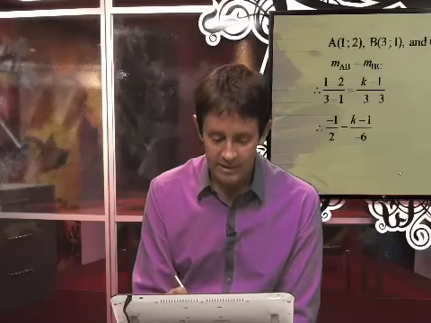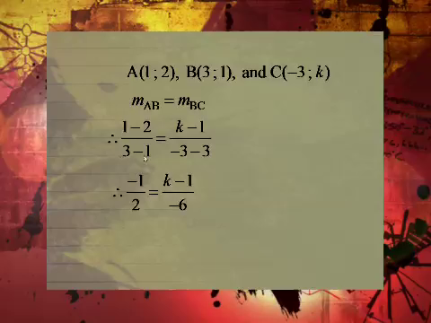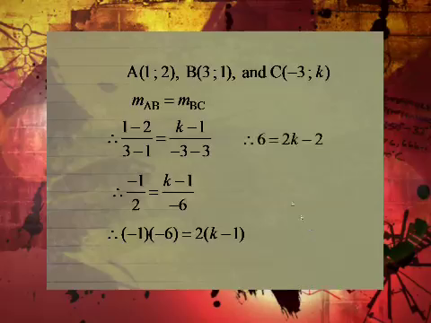We can then simplify. That's minus 1 over 2 equals K minus 1 over negative 6. And you can cross multiply, bring the minus 6 up into 2, and all we do is solve for K. So we've got 6 is 2K minus 2, and you've got 8 is equal to 2K, and K is equal to 4. So be careful with that. That's quite a nice one.